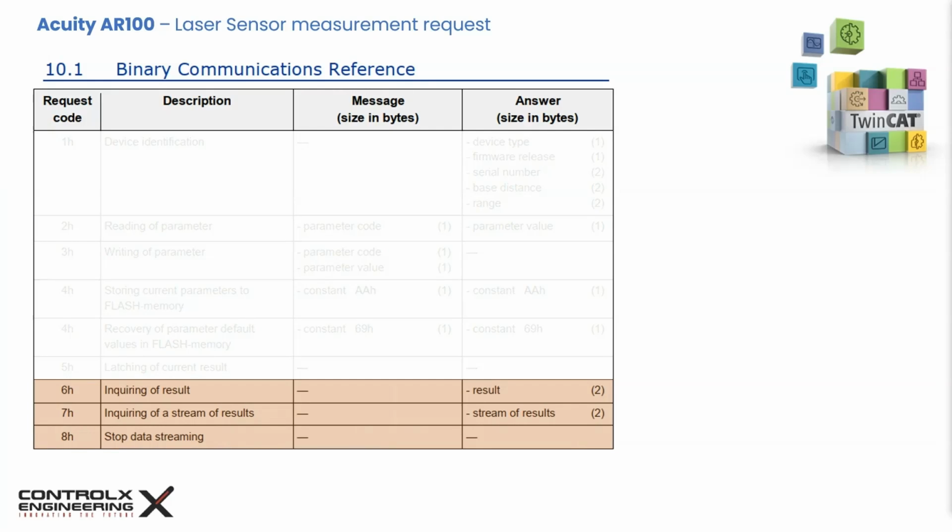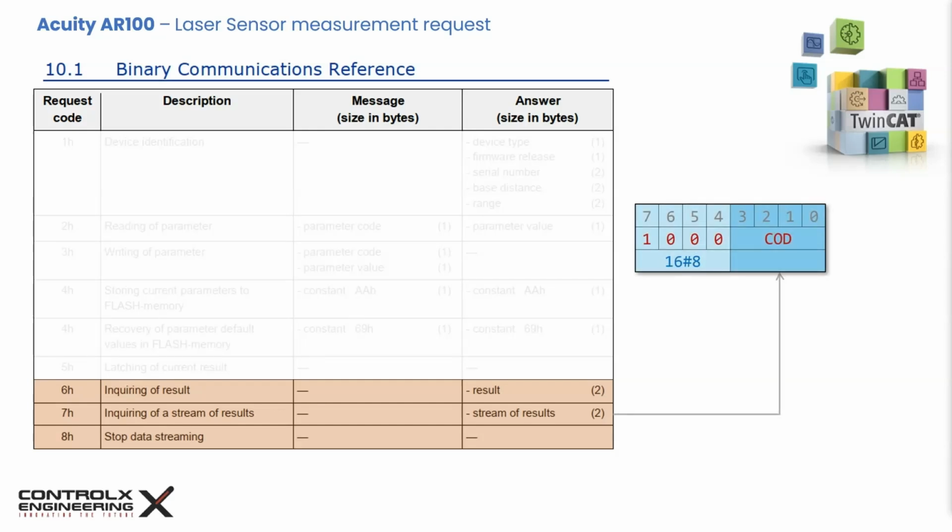Code request 6, which is inquiring of result, requests a single measurement from the sensor, while request 7 requests continuous streaming of measurement data, and code request 8 stops the streaming data. These codes have to be inserted into the lower nibble of the second byte that we send to the sensor, as we saw earlier. So the result of inserting these codes into the lower nibble gives us these values for the 3 requests. Thus, if you wanted to request the sensor to start streaming the data, these are the 2 bytes you would need to send. The first byte is the address, and the second byte is the request code.